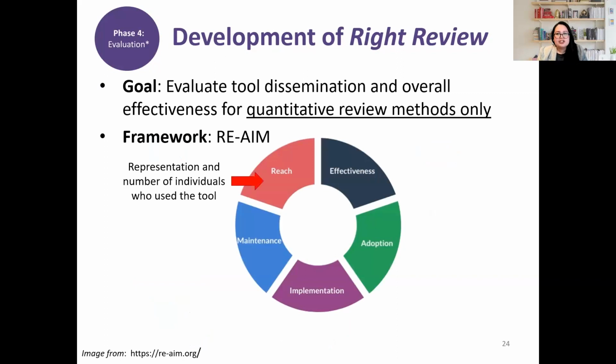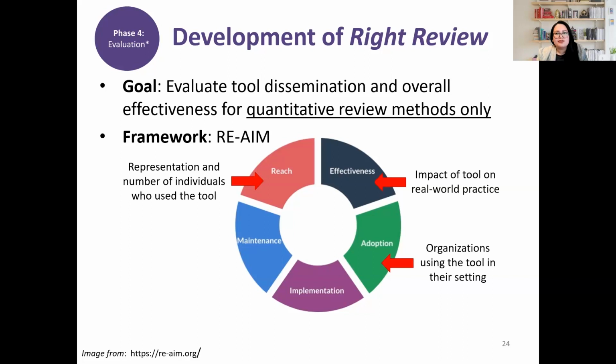So for reach, it was really about the representation and the number of individuals who use the tool. Effectiveness refers to the impact of the tool on real-world practice. Adoption refers to the organizations that use the tool in their settings. Number 4, implementation, so how well the tool was put into real-world use.